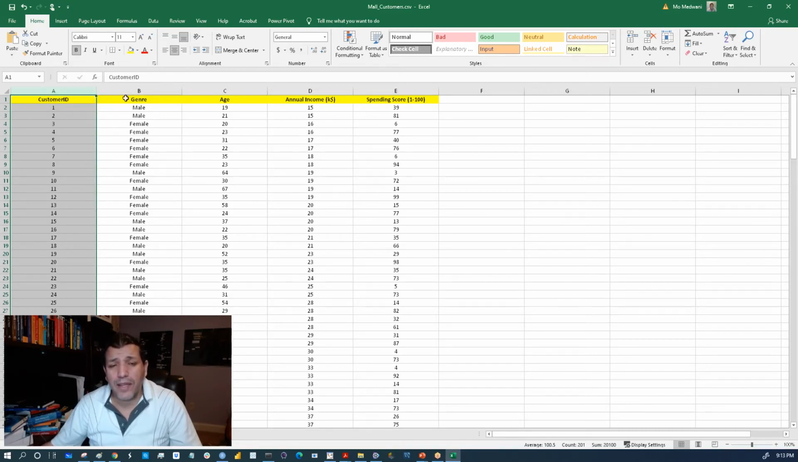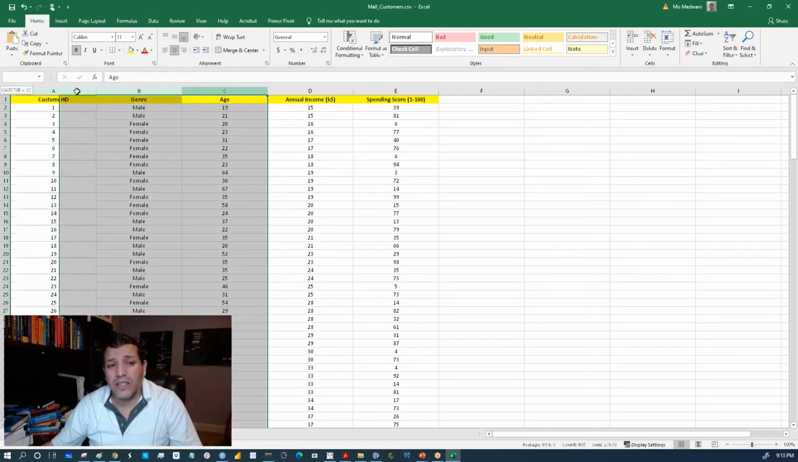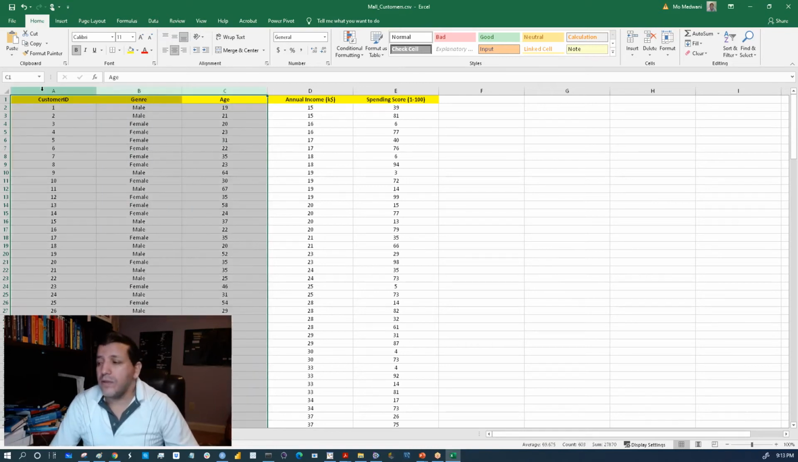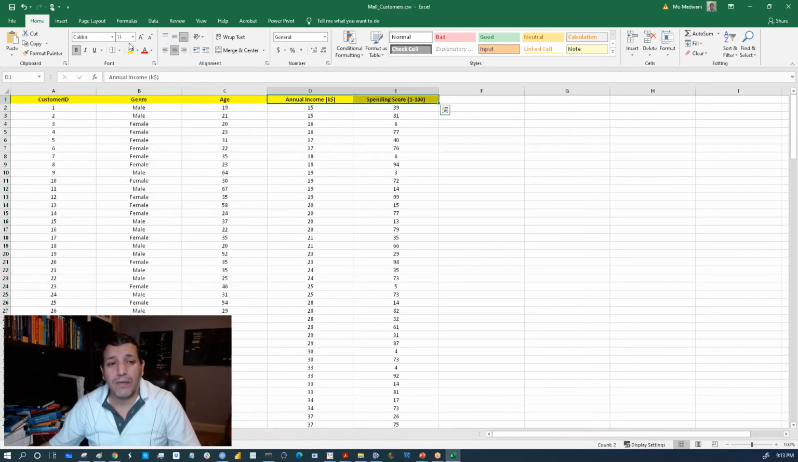And I don't think this one, general or generic, would be included because they wouldn't add any value. I don't think age should be included also. So we only need to include 2 variables, the income and the scoring.